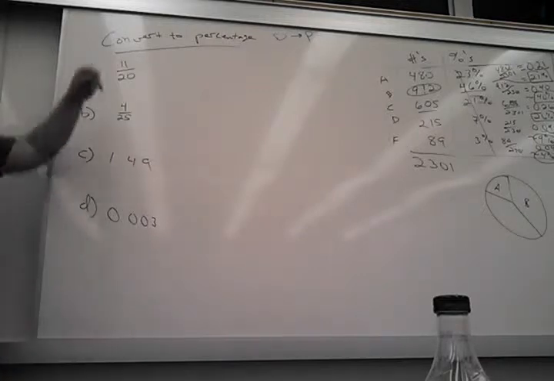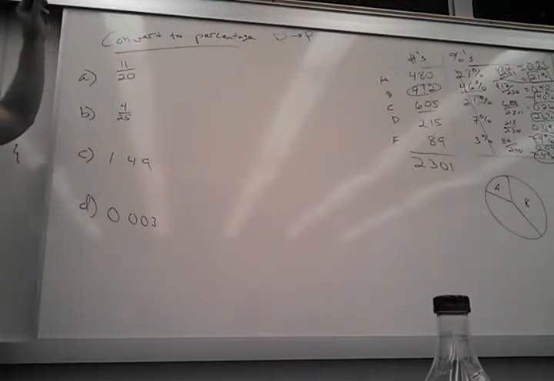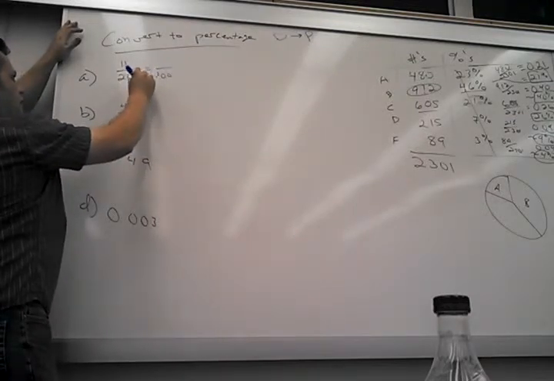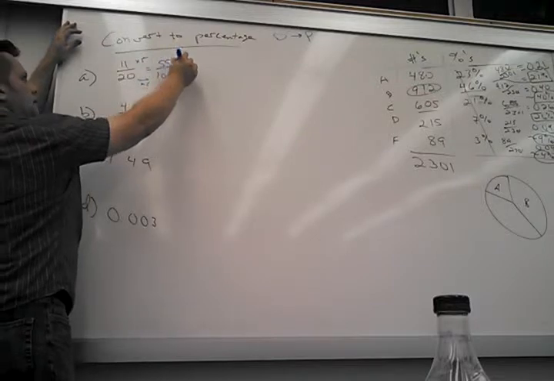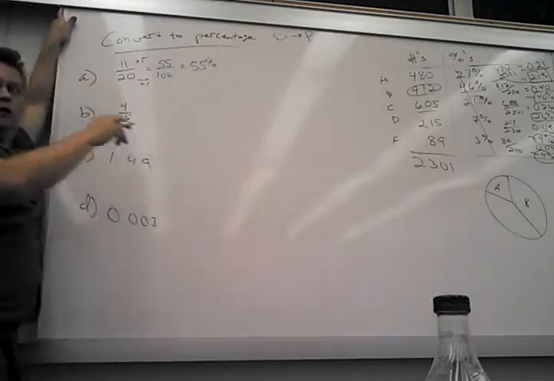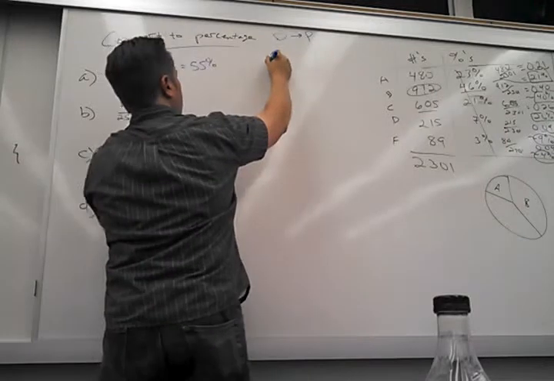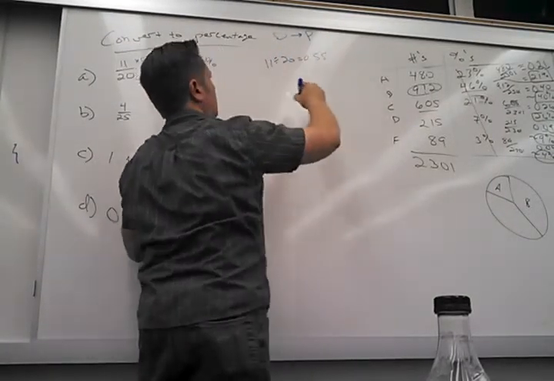So how do you do this first one here? What's nice about that first one? Multiply by 5. Good. You can make it out of 100 real easy. Multiply by 5, multiply by 5, so you get 0.55. No, it's just 55%. Now, I like what you said there. What is 11 divided by 20? 0.55. Yeah, so 11 divided by 20. If you do this in your calculator, 11 divided by 20 is 0.55.